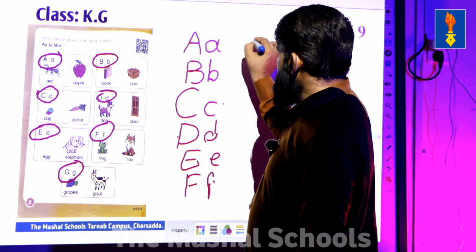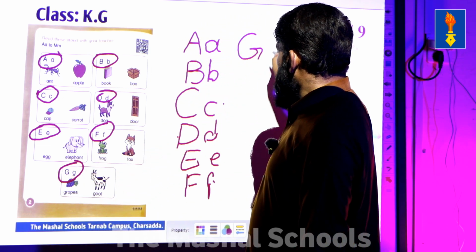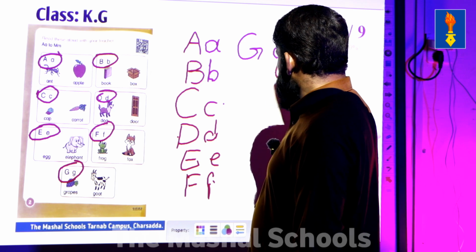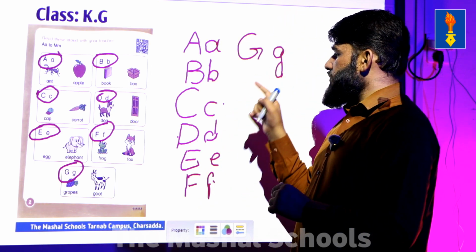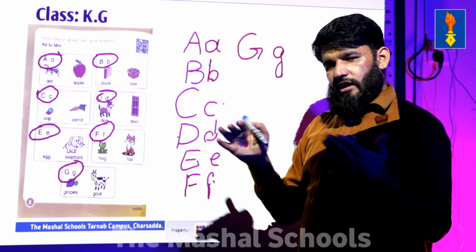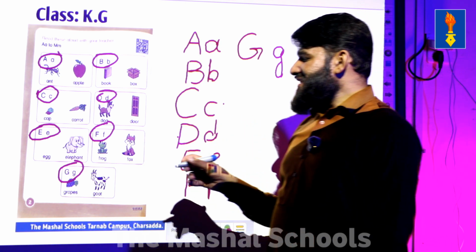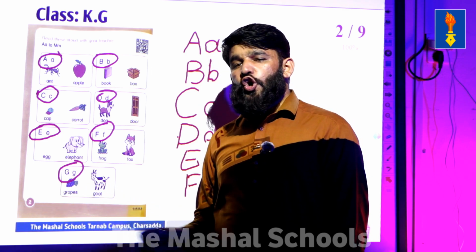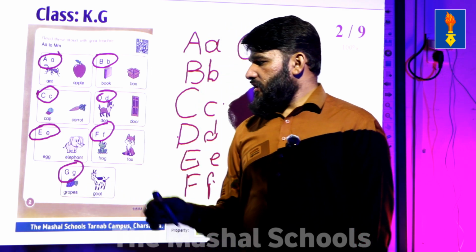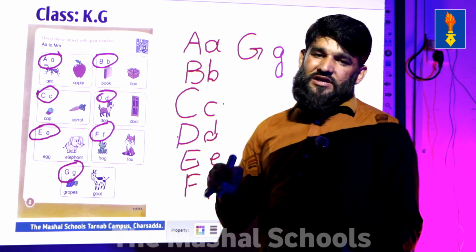And the last letter is actually G. G is written like this in capital, and like this in small letter. These are the same letter but uppercase and lowercase. Words that start with letter G are grapes and goat. So these were words that these letters were starting with.